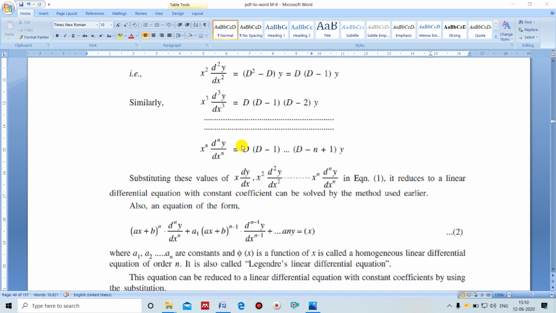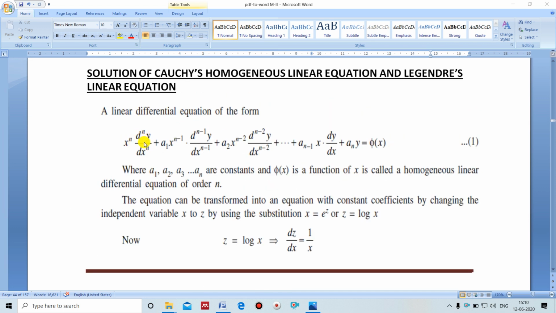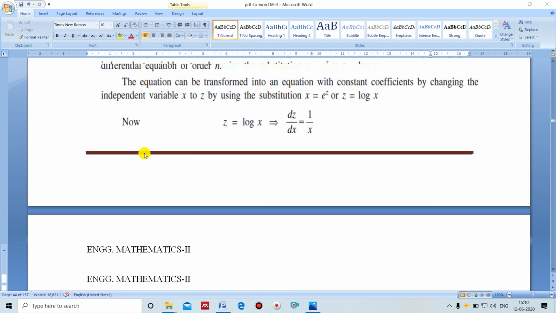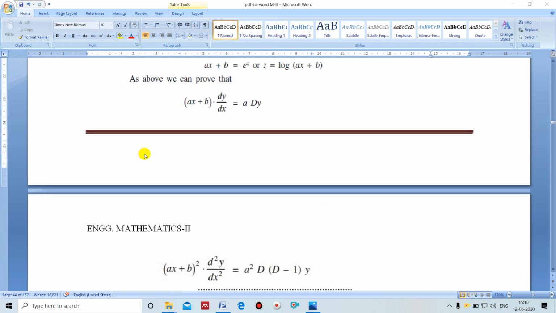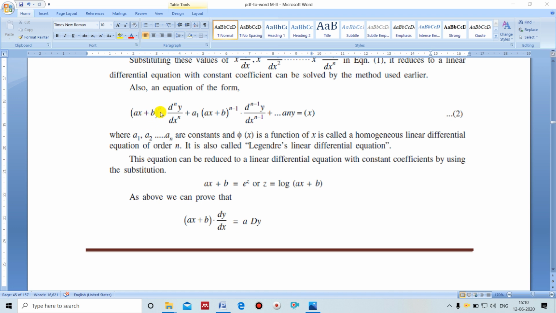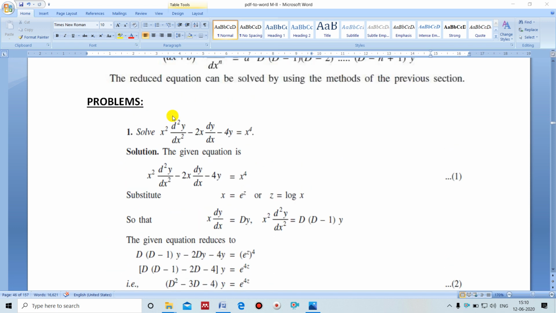If the equation is in the form x^n d^n y/dx^n, then it is Cauchy's. If the equation is of the form (ax+b)^n d^n y/dx^n, then it is called Legendre. So this is a Cauchy's differential equation.